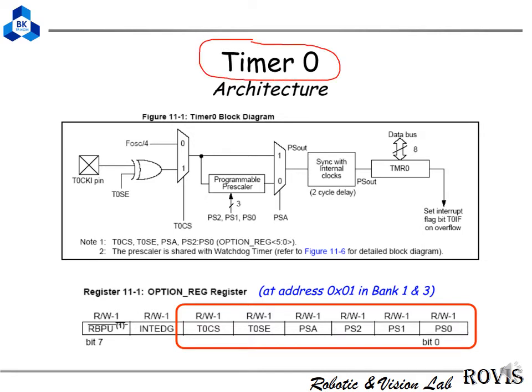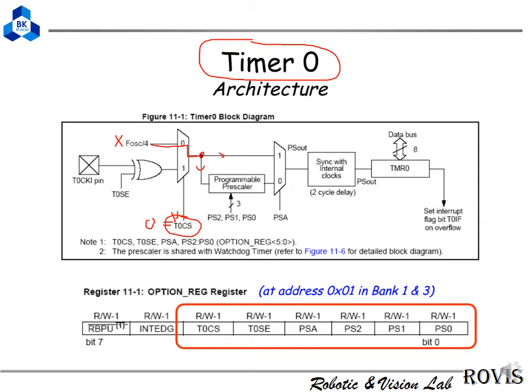First we look at the bit T0CS. This one selects the mode. If this bit is 1, it is the counter mode, and if this bit is 0, it is the timer mode. So in the timer mode, we set this bit to 0. At this point we will have 2 directions.